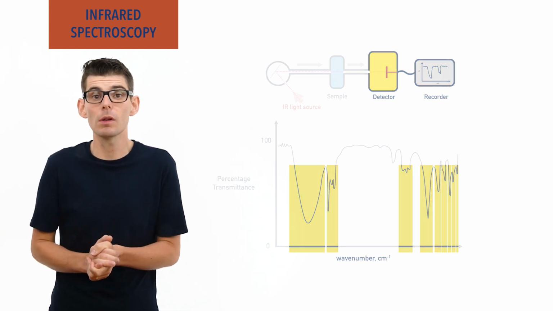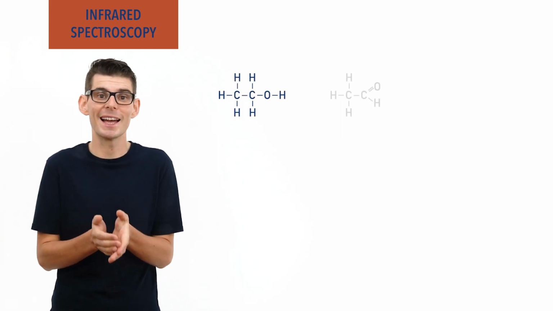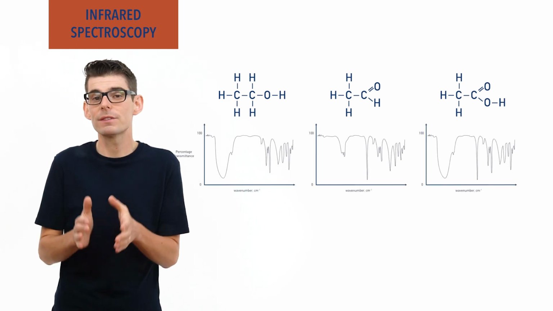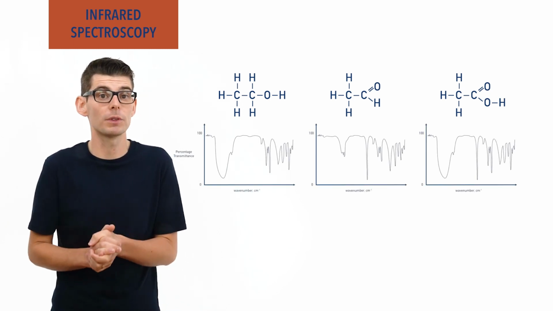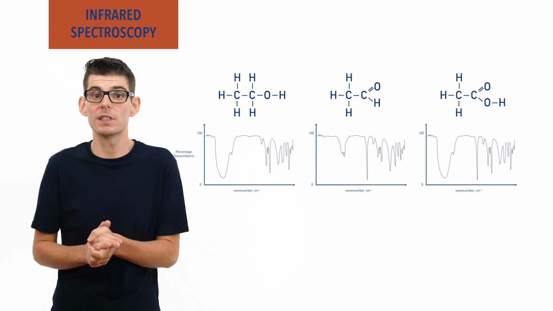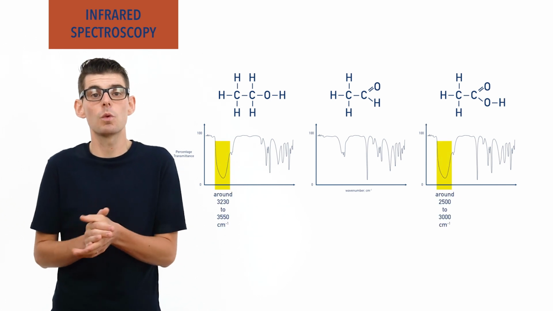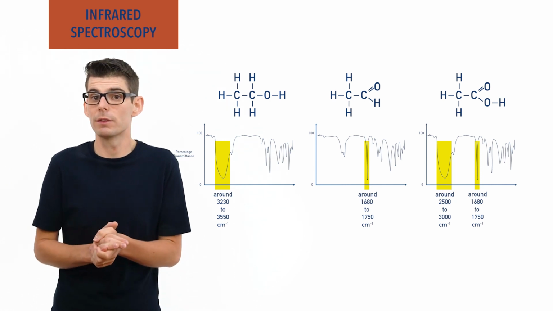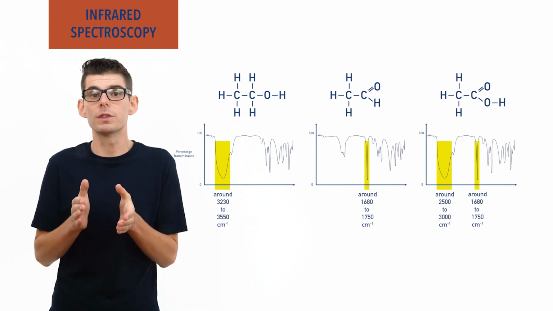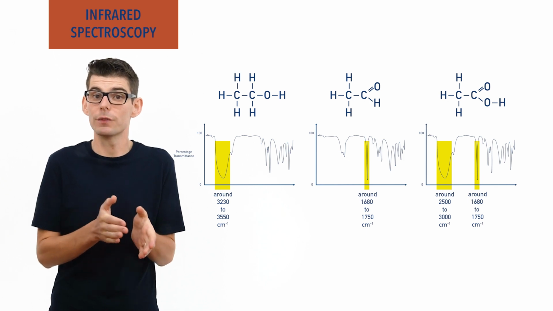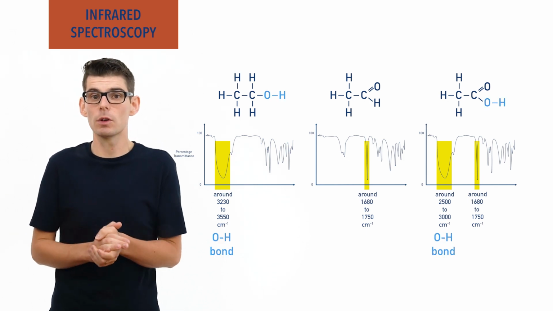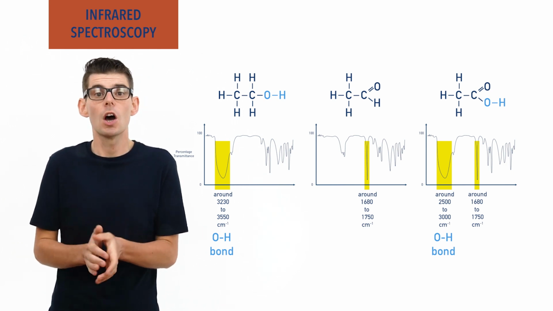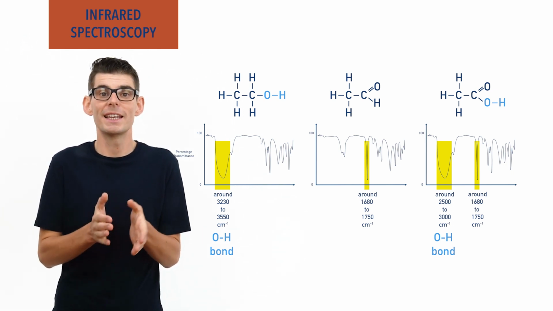For example, the molecules ethanol, ethanal, and ethanoic acid all have slightly different IR spectra, as they contain different combinations of bond types, with the main absorbances being around the 3000 mark and the 1650 mark. The big absorbances around the 3000 wave number mark are due to the presence of an OH group in the ethanol and ethanoic acid molecules, and the absorbances around the 1650 mark are for the carbon-oxygen double bond in ethanal and ethanoic acid.